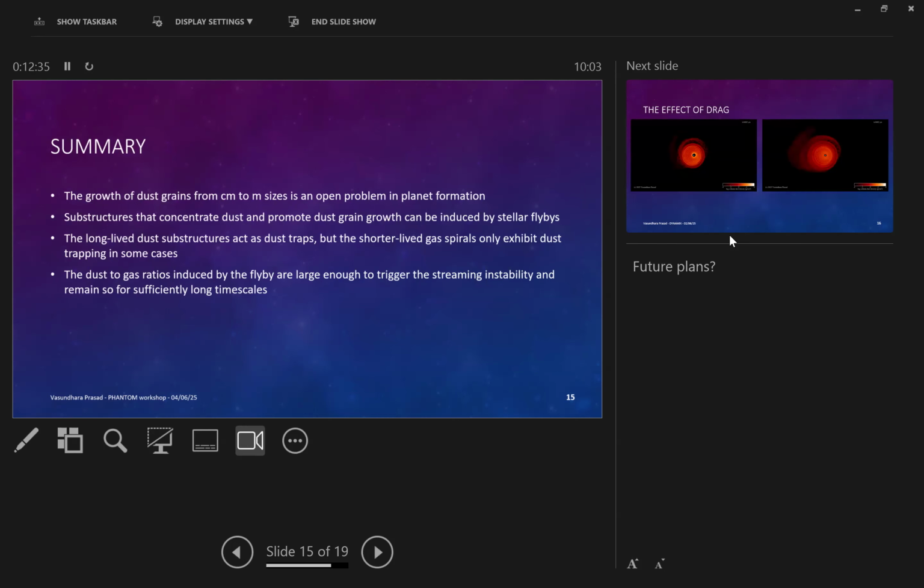Like I said, we've got this open problem, the centimetre size problem in planet formation. What we need are substructures that concentrate dust and promote dust grain growth. We found that in these flyby-induced substructures, we have very long-lived dust substructures, which definitely act as dust traps. The shorter-lived gas spirals do exhibit dust trapping, but not in all cases, just some. And the dust to gas ratios induced by the flyby are large enough to trigger the streaming instability. I haven't actually modeled SI here. I've just shown that we've got a dust to gas ratio high enough to trigger SI, and they remain high for long enough timescales. Thanks for listening.